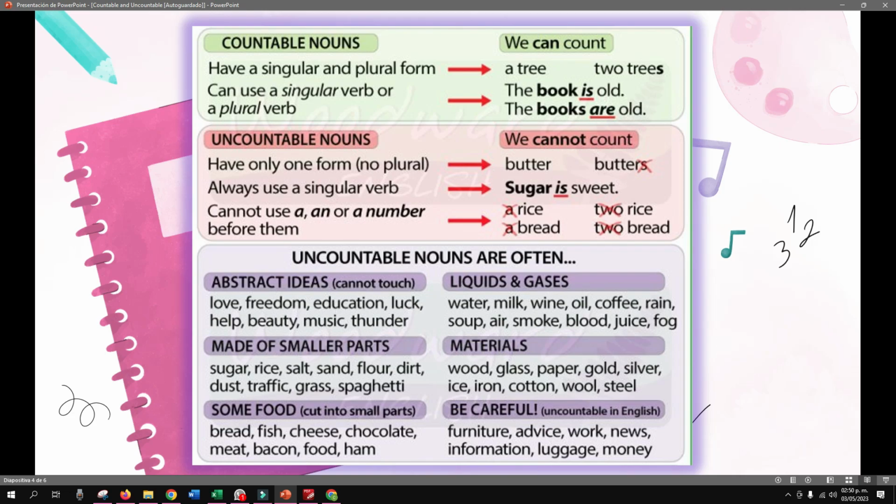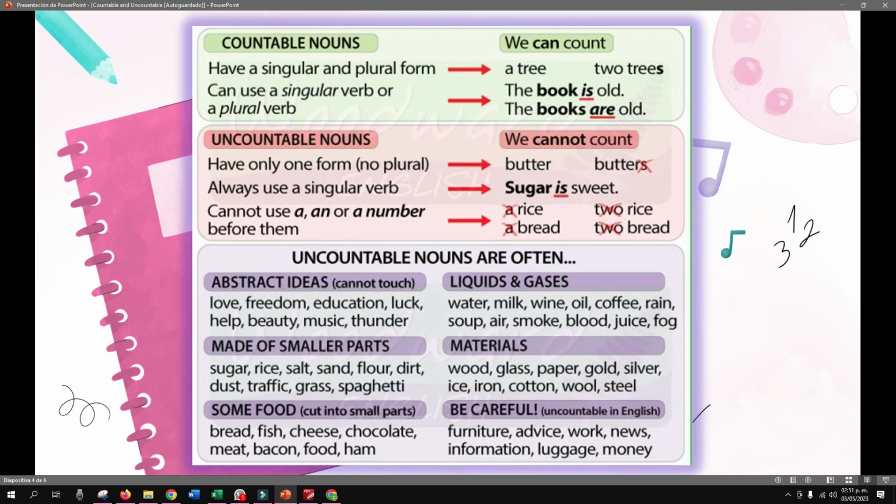Also, you have the uncountable ones. They have only one form, no plural, right? Always use a singular verb. For example, we cannot count butter. You cannot say "butters," right? Always use a singular verb. Sugar is sweet, right? You're not going to say "sugar are sweet." Oh, no, right? You need to use the verb in the singular form.